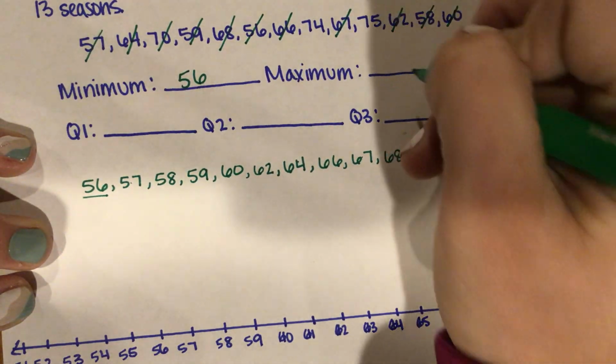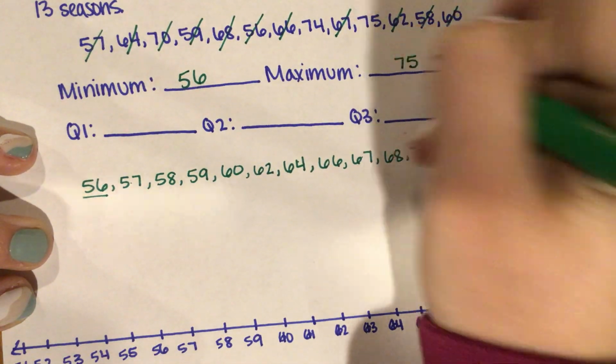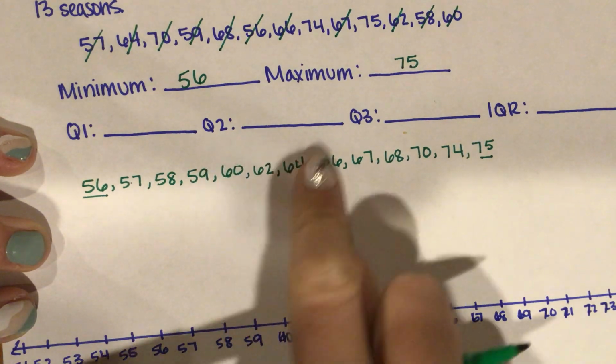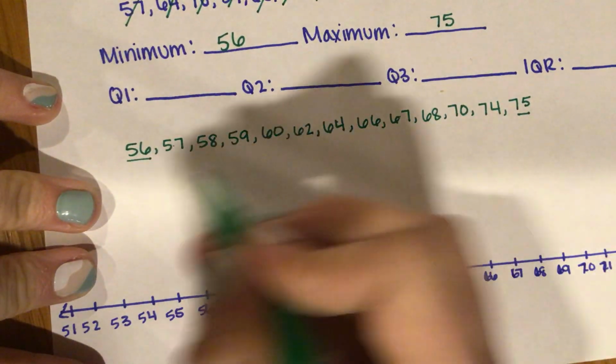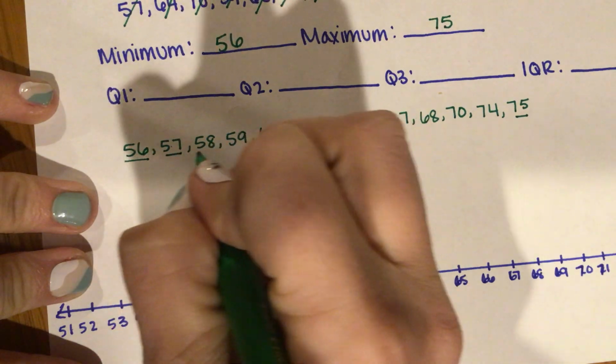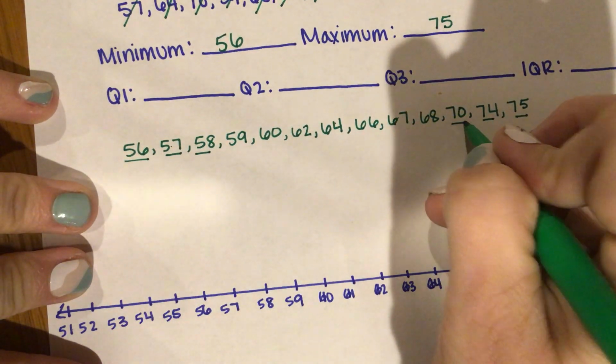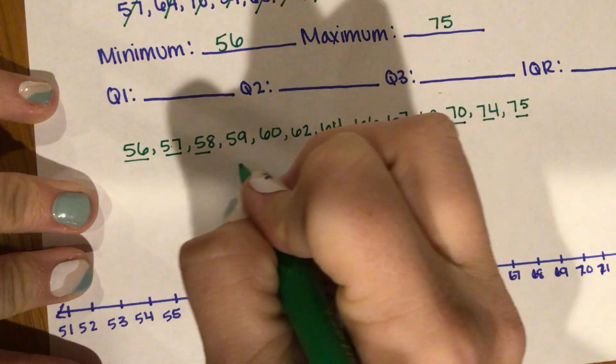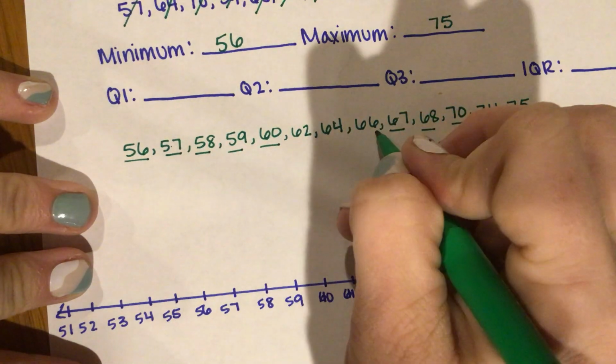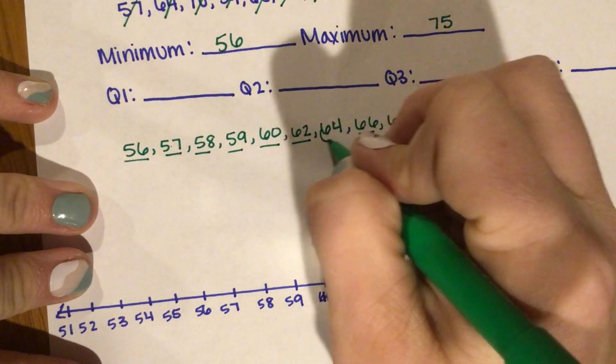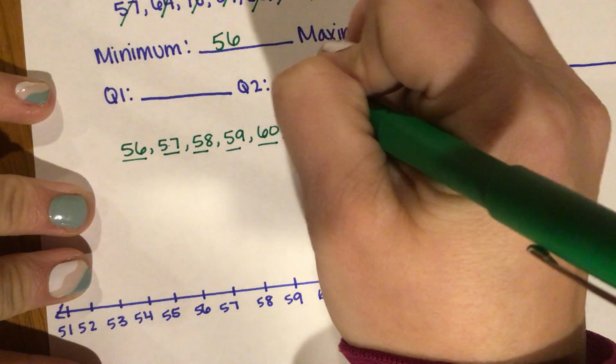Okay, start with my lowest value, then my highest value. And then remember, I need my middle number. So I have one on each end. My middle number is 64.